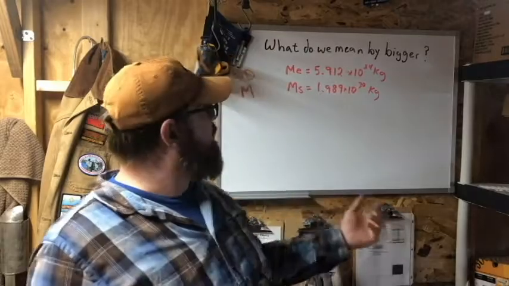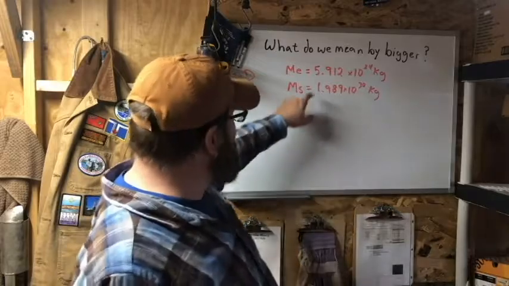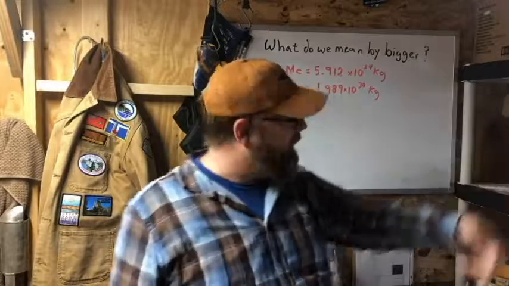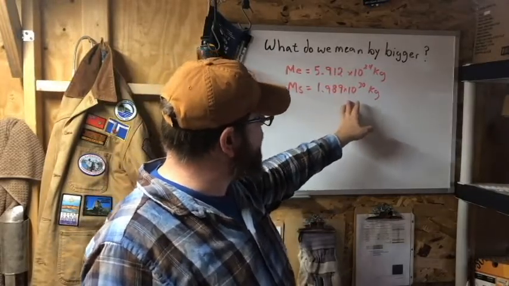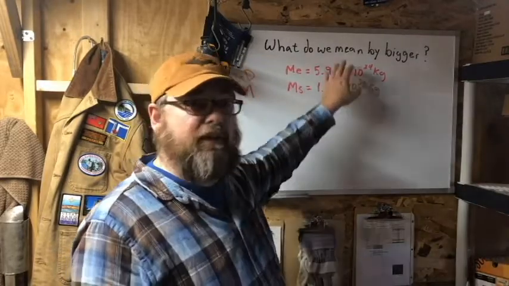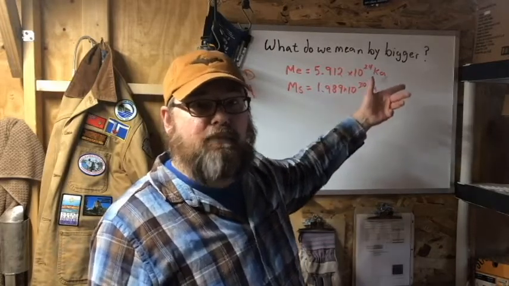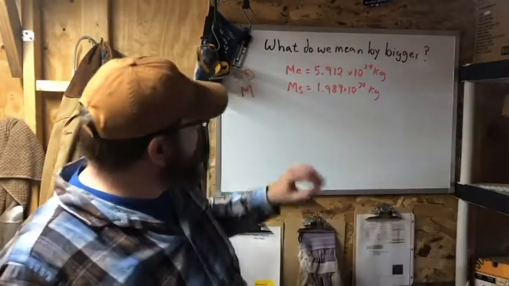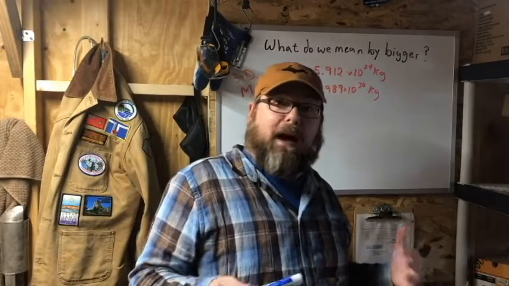I could have done it in, I guess, metric tons or something, but it really wouldn't have shrunk these numbers that much. But this is basically 5912 with 21 zeros after it. This is essentially 1989 with 27 zeros after it. So this is far larger than this, and you can tell by the exponent. The bigger number is always going to be the bigger object when talking about mass in this particular case. So I just wanted to do that because I'm going to do something to those to get my factor.